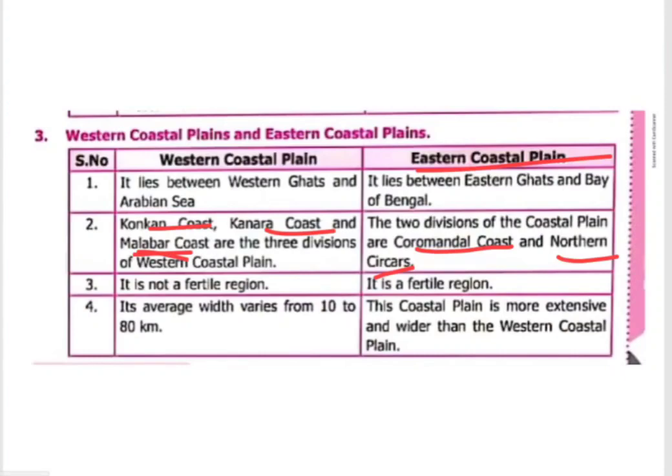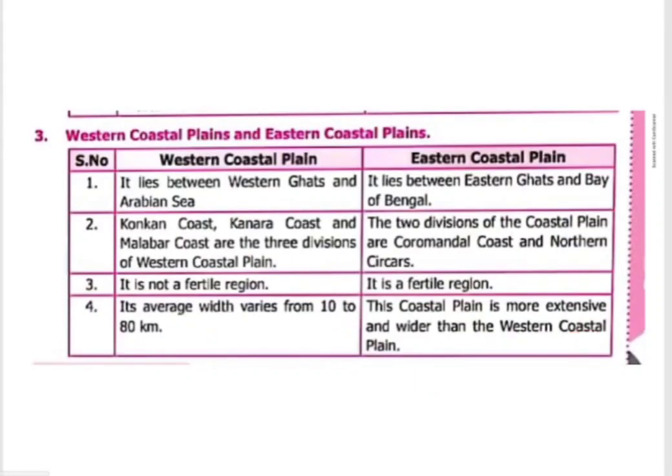The next one, the Western Coastal Plain. What type of land is it? It is not a fertile region. At the same time, the Eastern Coastal Plain is a fertile region. Fertile, what is the meaning? Selipana, yes, that's the meaning. Its average width varies from 10 to 80 kilometers. The Eastern Coastal Plain is more extensive, wider than the Western Coastal Plain. So these are the things that are given, children.